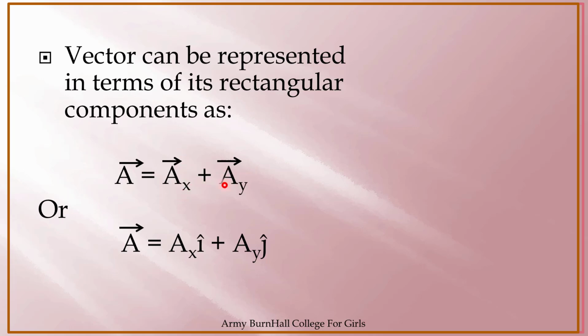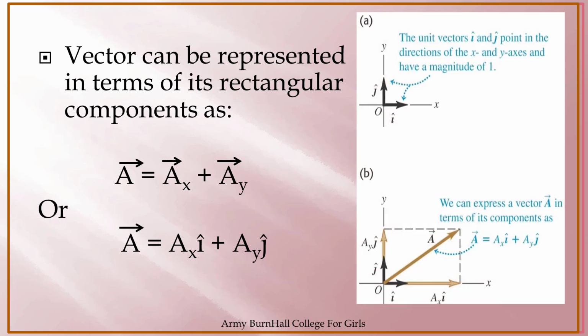And we know that a vector can be completely specified by its magnitude as well as direction. We know that along the x-axis we have a unit vector i hat, and along the y-axis we have a unit vector j hat. So we use the magnitude of the vector along the x-axis, Ax, with its direction i hat, and the magnitude of the vector along the y-axis, Ay, and its direction j hat.